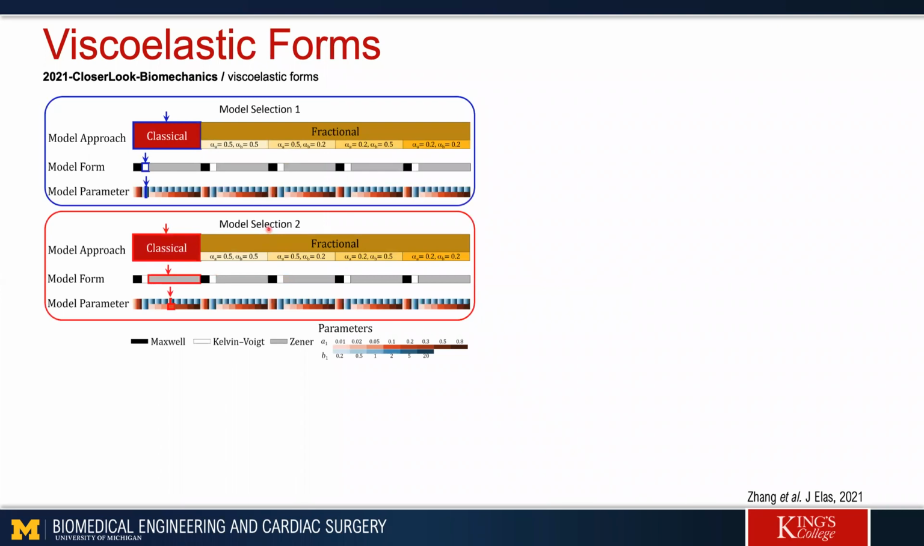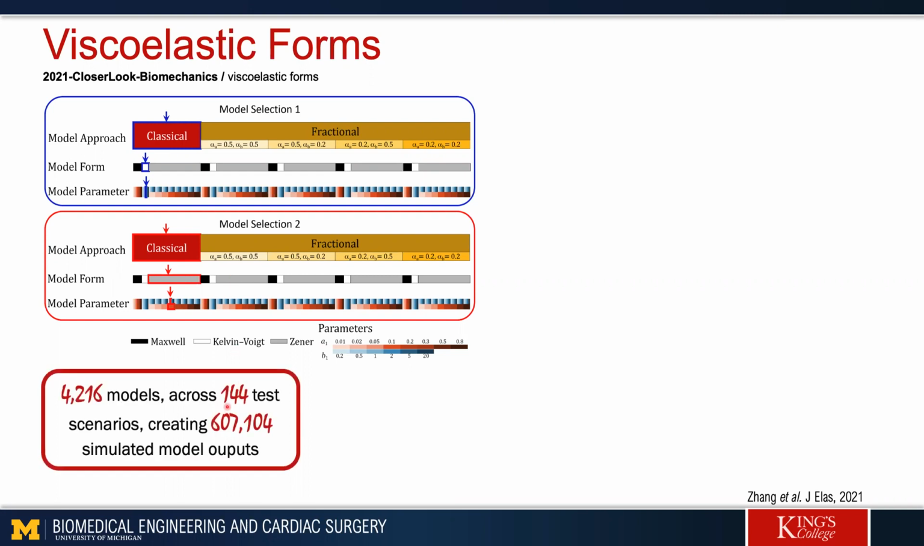What we did is we took all the different classical forms, the Kelvin-Voigt, Maxwell, and Zener models. And then we looked at all the different fractional forms, and we chose a few different fractional orders to look at. Then we varied different parameters that these models depend on, and from that we could construct a bunch of different models. And we looked across all the different kinds of tests that we see commonly in the biomechanics literature. So what we ended up with was 4,216 models and 144 different test scenarios.